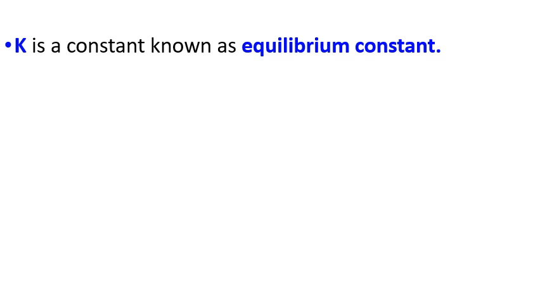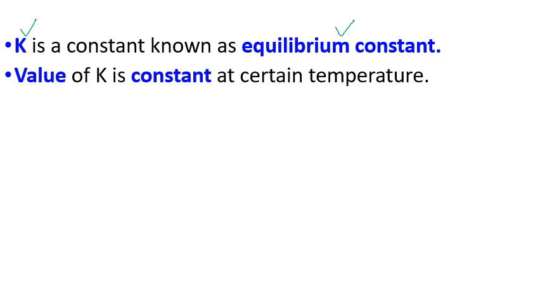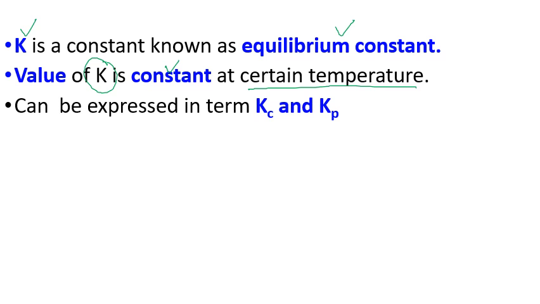Again, let's look back. What is the meaning of K? K is the equilibrium constant. The value of K will be constant at a certain temperature. It means that as long as the temperature is not changing, the value of K also will not change. But if the temperature changes, the value of K will change as well. The equilibrium constant can be expressed in terms of Kc and Kp. So in Kc, the C stands for concentration, while the P here stands for pressure.